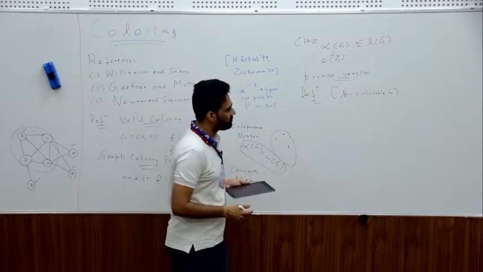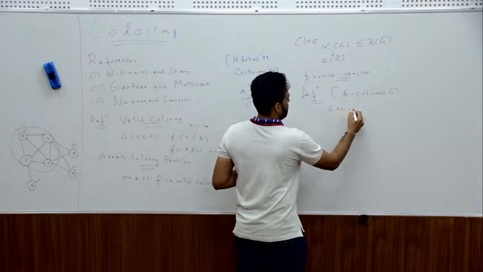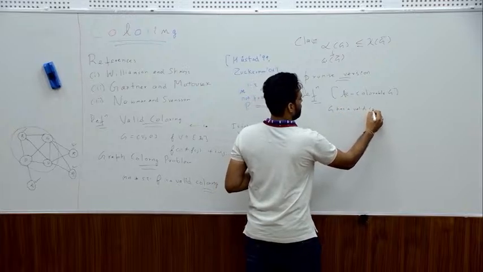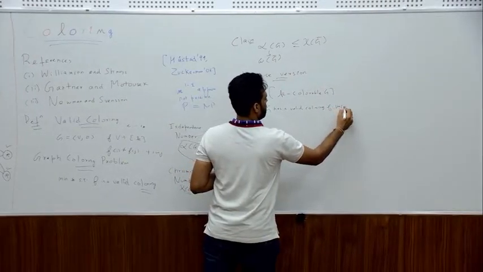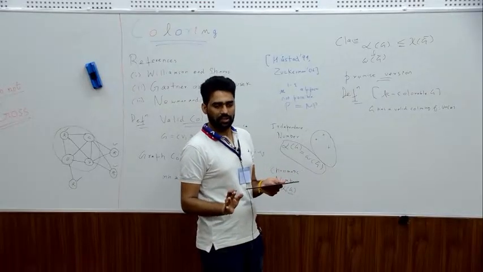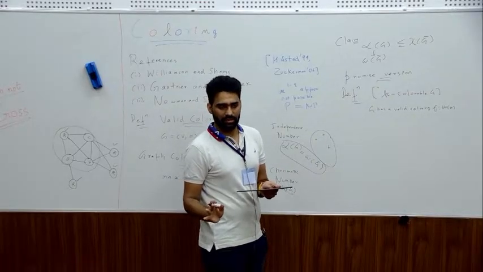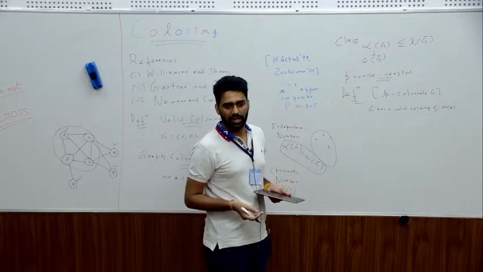colors. G has a valid coloring, a valid assignment f from vertex set to k. So now what I'm saying is we are promised that the input instance that is given to us is k colorable. So now we want to maybe find the k coloring then, right?